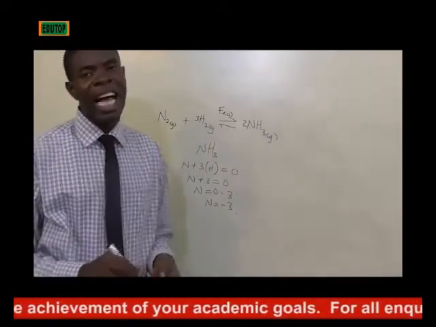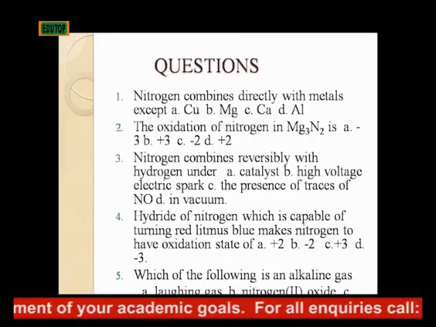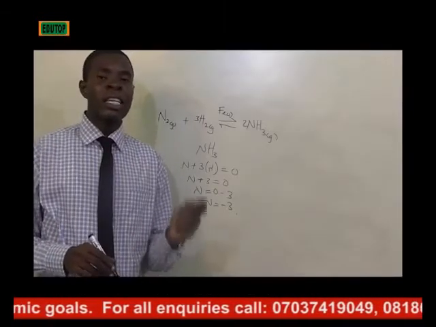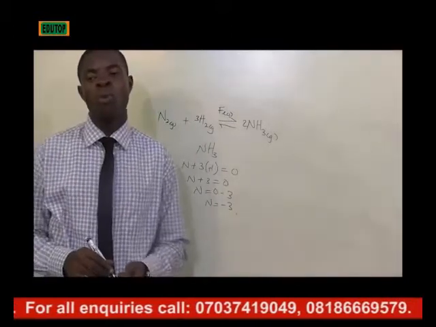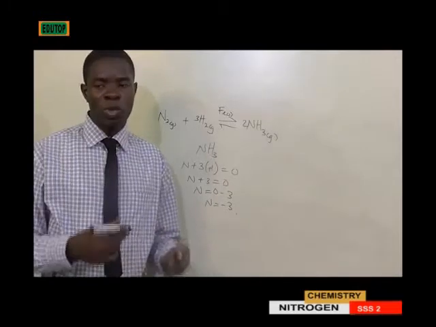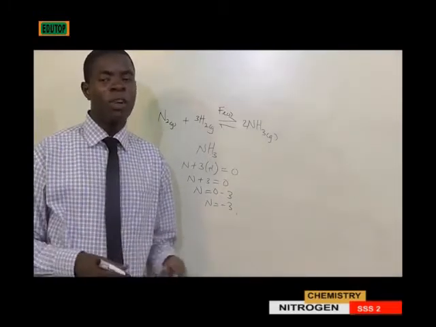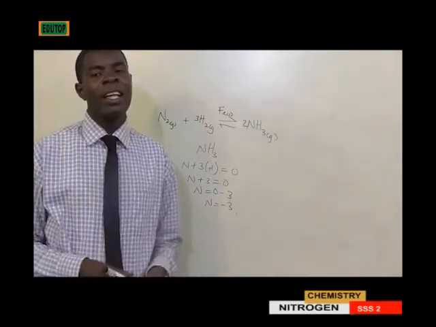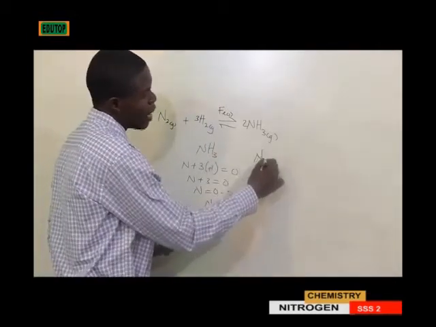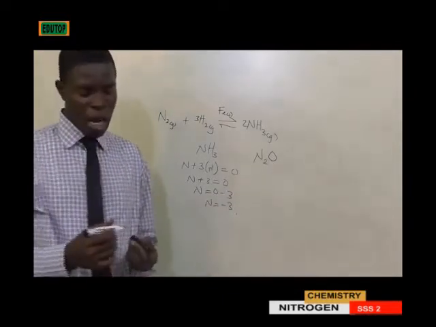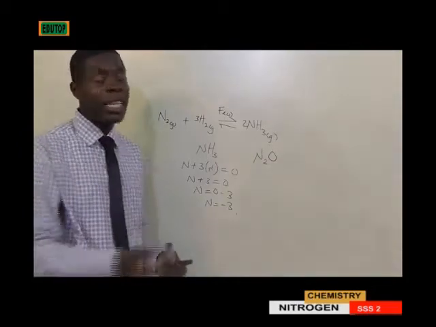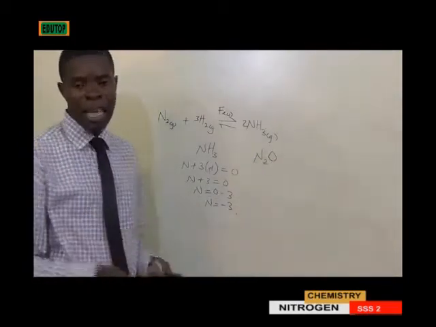Which of the following is an alkaline gas? An alkaline gas is a gas that will turn red litmus paper blue. A. Laughing gas. B. Nitrogen 2 oxide. C. Nitrogen 4 oxide. D. Ammonia gas. Laughing gas is N2O, that's nitrogen 1 oxide. This is not an alkaline gas, neither is it an acidic gas.